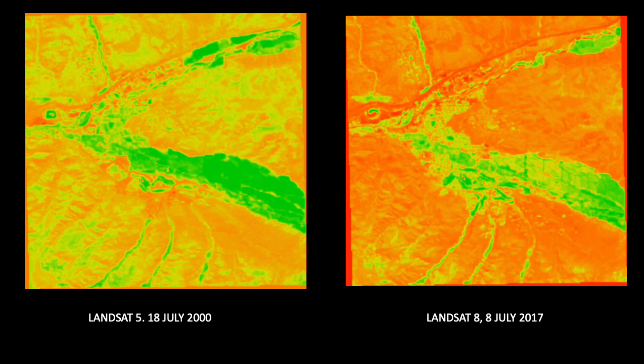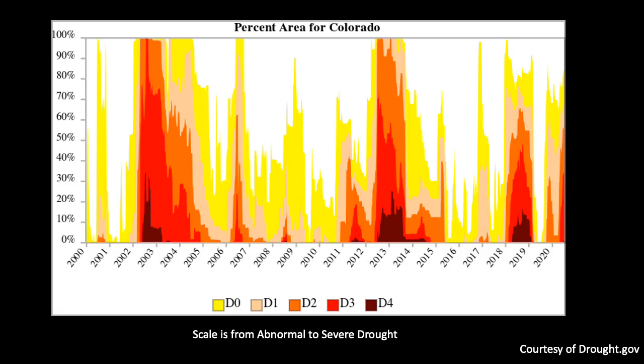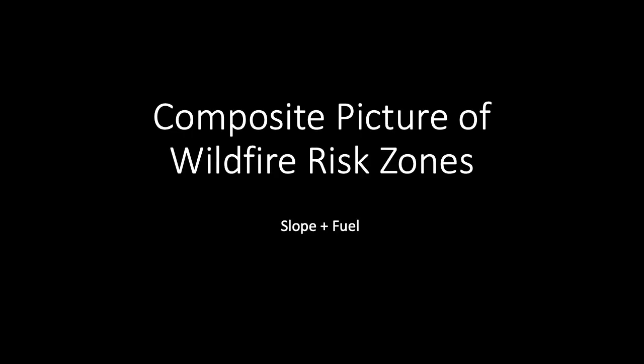What is dramatic is the overall decrease in health of the vegetation in the mountains and hills around Eagle, represented by the more red in the outlying areas. The next slide gives some indication as to the why. This is a graph of drought conditions in Colorado between 2000 and 2020. The scale is abnormal to severe drought. We can see 2 major and 3 moderate droughts between 2000 and 2017. This can attribute the degradation in vegetation health in the 2017 spectral analysis.